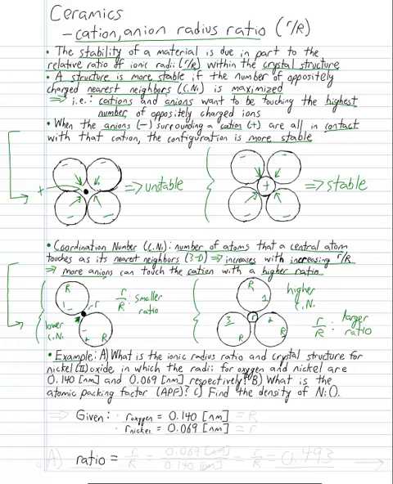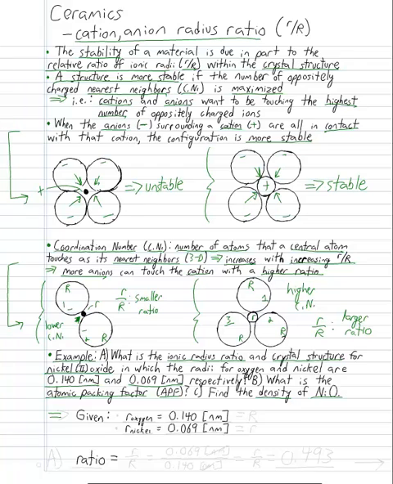Example problem. What is the ionic radius ratio in the crystal structure for nickel oxide, in which the radii for oxygen and nickel are 0.140 nanometers and 0.069 nanometers respectively? What is the atomic packing factor, or APF? And finally, find the density of our nickel oxide.